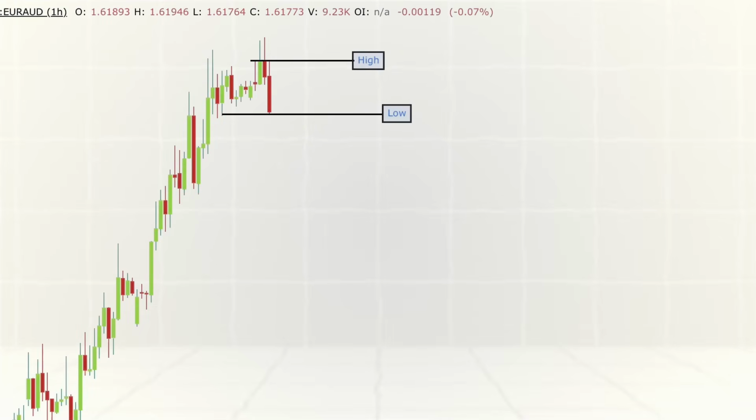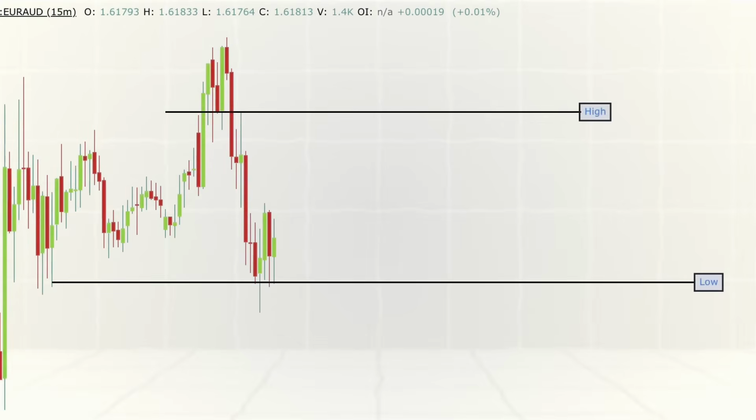To make this more practical, consider how CRT can help you anticipate smart money activity before the full move develops. Imagine an hourly candle with a clearly defined high and low. Price briefly dips below the established low, forms a lower wick, and then closes back within the original range. That lower wick represents a liquidity sweep, targeting stop losses positioned beneath support.